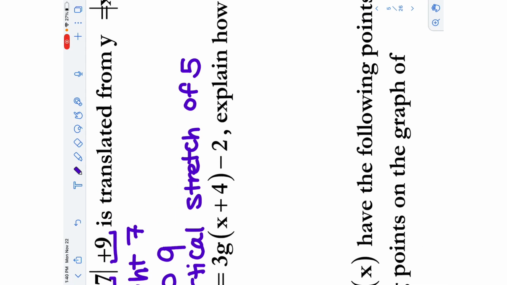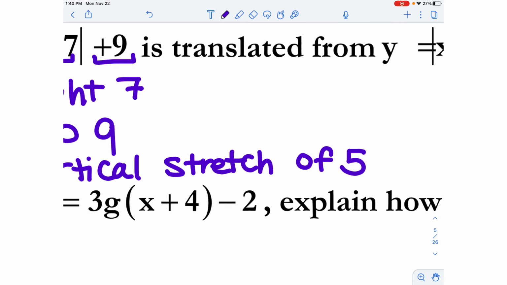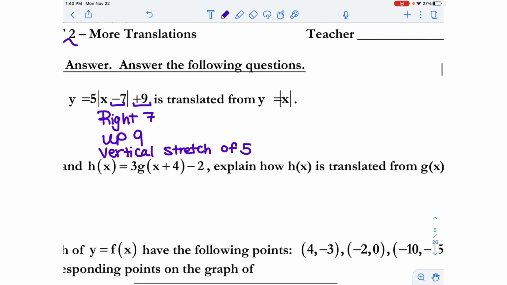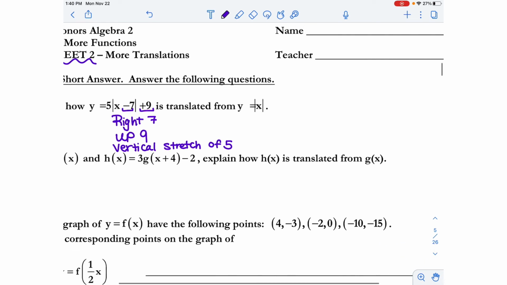Okay, so that is a vertical stretch of a factor of 5. What I want you to know about that 5 out in front is that it's actually going to affect the y values. So you would take all the original y values of the parent function and multiply those by 5. I'm going to give you an example of that when we're graphing, okay? So let's move on.